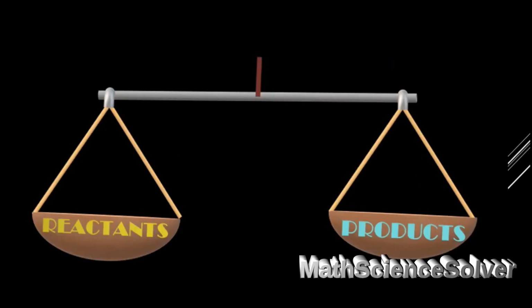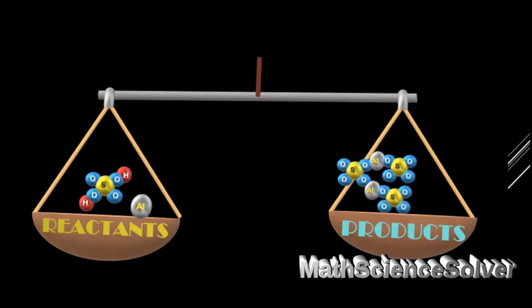example. Aluminium combines with sulfuric acid to give aluminium sulfate, and hydrogen gas is liberated. Here you can see the reactant side has fewer atoms when compared to the product side. Reactants and products are not matching. So let us try to balance it.